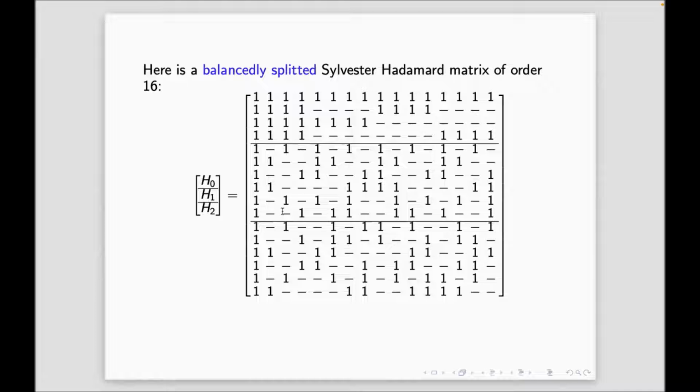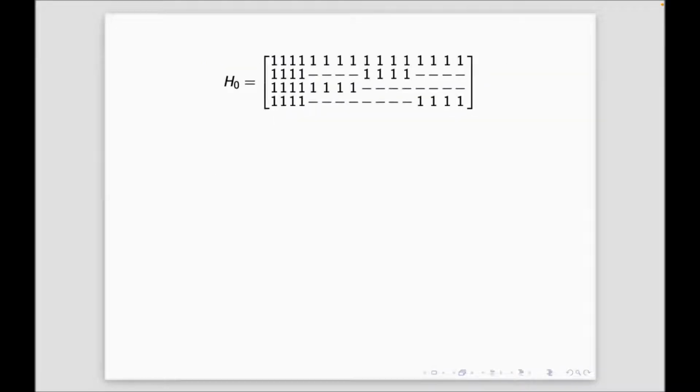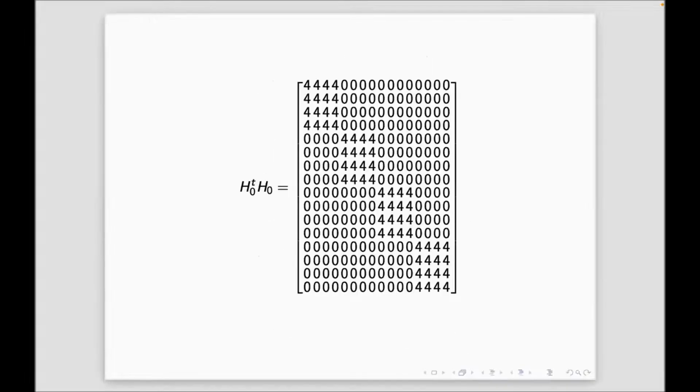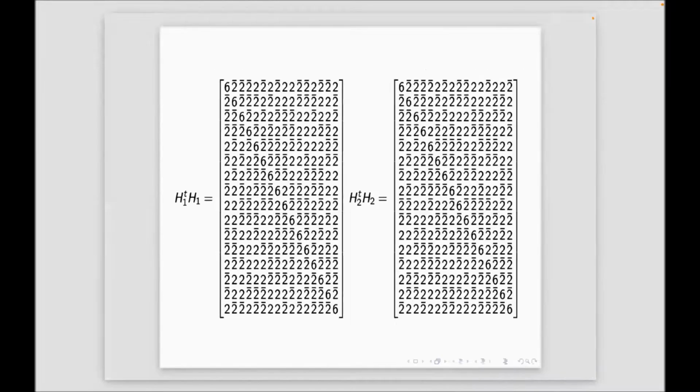I call this one balancely split because if you pick these 3 parts and multiply H1 with its transpose from the left, you can see the off-diagonals now are 2 entries, 4 and 0. And if you do the same with H1 transpose from the left multiplied by H1 and H2, you can see that again, the off-diagonals are only 2 or minus 2. So perhaps this is the best we can really pick from a Hadamard matrix. That's what I call a balanced split of the Hadamard matrices.